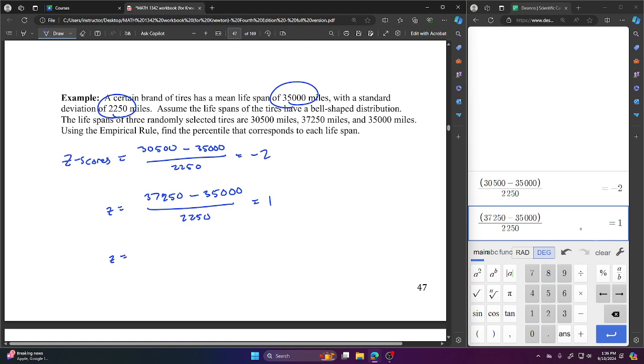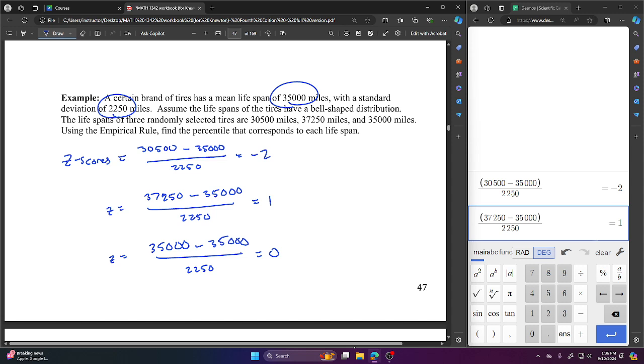And last one, again, I'm just getting this done. What should I be putting here for my value? Yeah, the 35,000. You know what's so weird, though? 35,000 minus 35,000 is 0. Yep, the whole thing's definitely a 0. So these are the z-scores that I have.